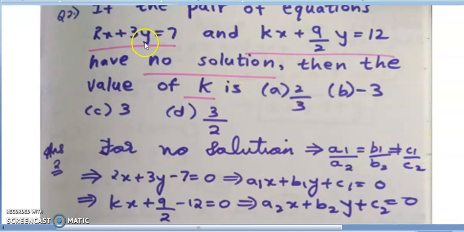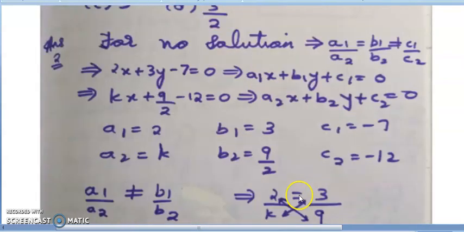So we'll make this equation in standard form. How to make it in standard form? It should be of the form a1x plus b1y plus c1 is equal to 0. But on the RHS we have 7. So we'll send this 7 to this side. So it will become 2x plus 3y minus 7 is equal to 0. Similarly here we have to make it in standard form. So we send plus 12 to that side. It becomes minus 12 is equal to 0. Now both of them are in standard form.